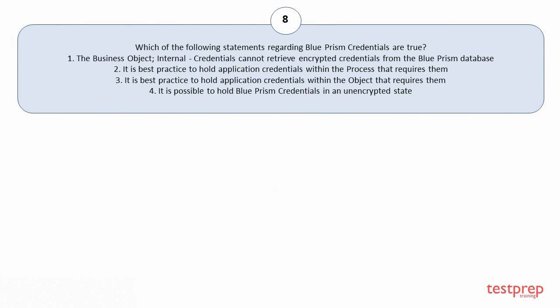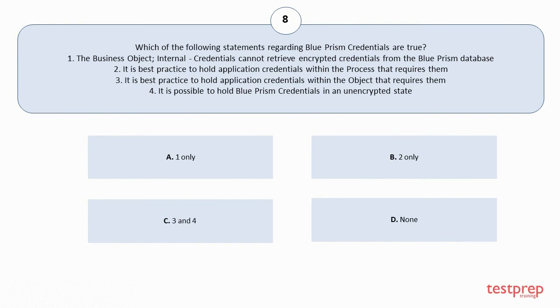Which of the following statements regarding Blue Prism credentials are true? 1. The business object, Internal, Credentials cannot retrieve encrypted credentials from the Blue Prism database. 2. It is best practice to hold application credentials within the process that requires them. 3. It is best practice to hold application credentials within the object that requires them. 4. It is possible to hold Blue Prism credentials in an unencrypted state. Your options are: A. 1 only. B. 2 only. C. 3 and 4. D. None. The correct answer is option D.